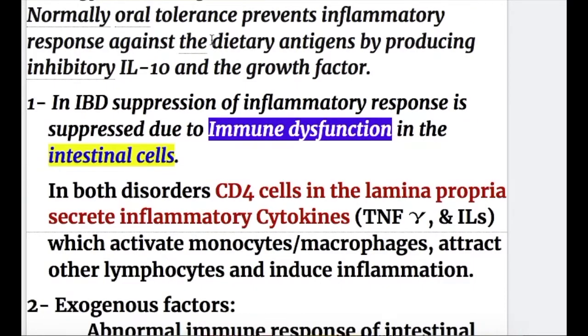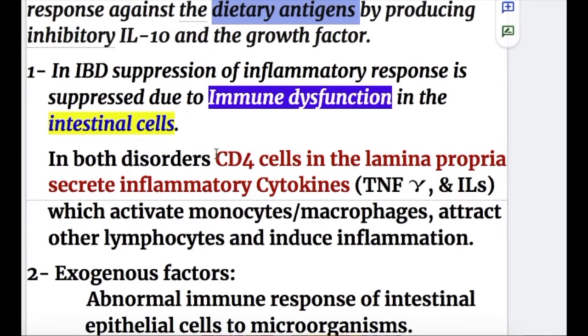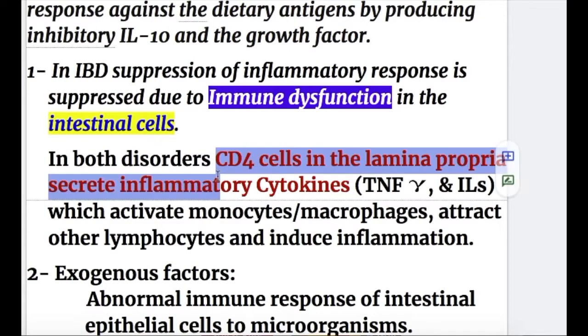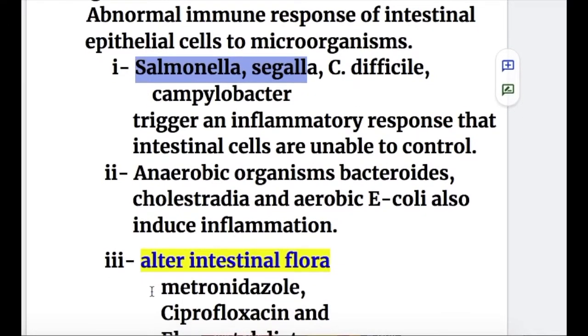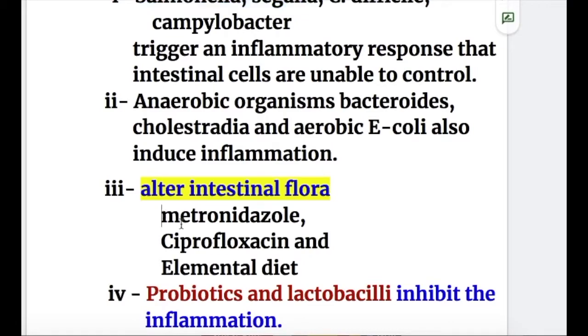So to sum up, oral tolerance to dietary antigens is altered, and the CD4 cells in the intestinal cells produce cytokines. And there is an abnormal immune response of the intestinal cells to different types of organisms, which include Salmonella, Shigella, Clostridium difficile, bacteroids, Clostridia, and certain other substances like antibiotics, metronidazole and ciprofloxacin and elemental diets.